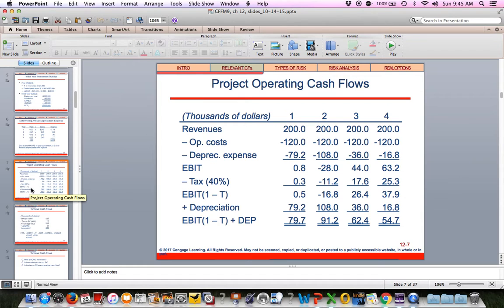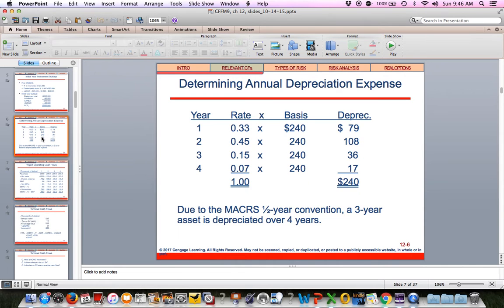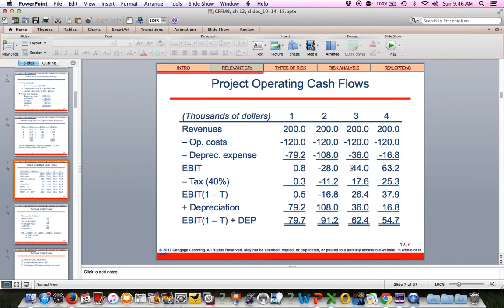And then we do the cash flow analysis. Okay, so remember that we expect to sell 100,000 units of the product at $2 each. So the revenue is 200 minus operating cost, which was 60%. They told us that the variable cost is 60% of revenue. So that's where that 120 comes from. 60% of 200 is 120. My depreciation expense comes from this table right here: 79, 108, 36, and 17. Okay, so you can see what the numbers are.